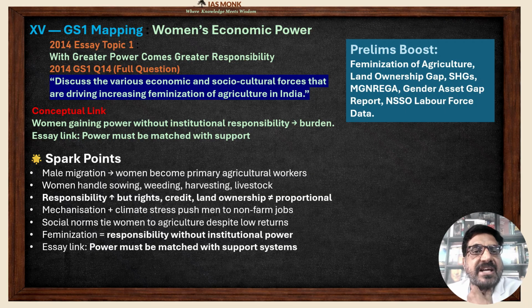Mechanization, climate stress, and declining farm profitability push men out of agriculture, while women remain tied to it due to social expectations. Thus, women gain responsibility without corresponding power. See the imbalance, a direct reflection of the essay theme. Economic power must be accompanied by institutional responsibility, otherwise it becomes a burden rather than empowerment. This is how we can connect the essay topic with GS questions.